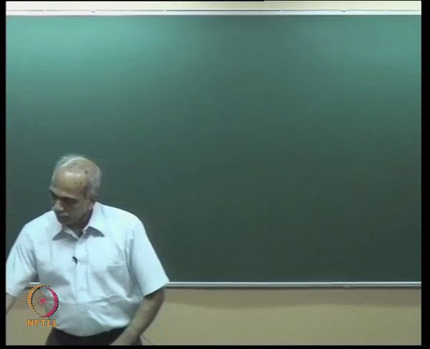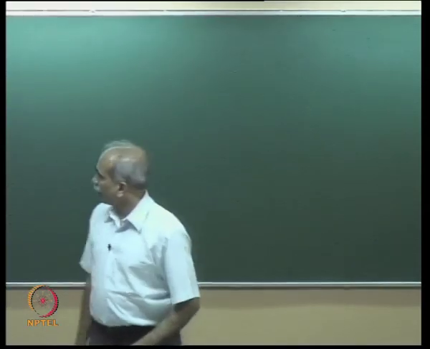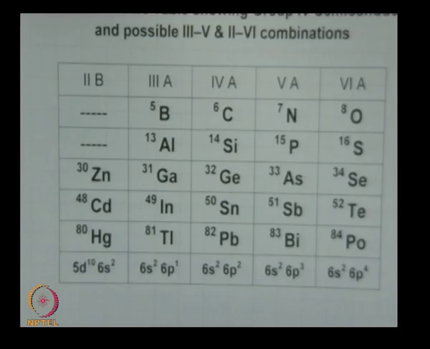What I have put here is a part of the periodic table that shows group 2, 3, 4, 5 and 6 elements. There are 2A, 2B and so on, but don't worry about A, B, C and so on. Right now, group 2, 3, 4, 5 and 6.